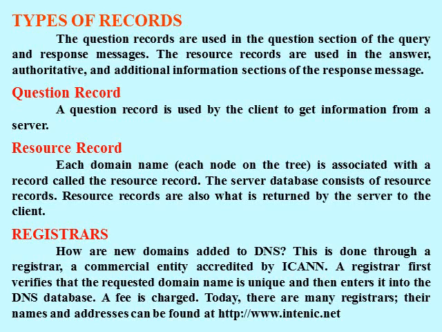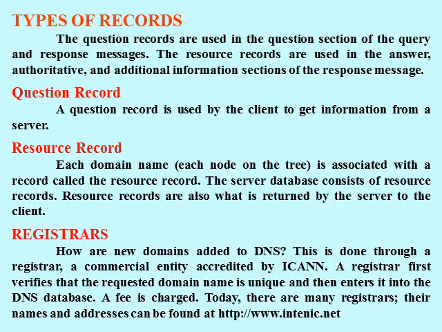Next is the resource record section. A resource record is nothing but this: each domain name, that is, each node of the tree, is associated with a record called a resource record. That means we have different nodes in the tree diagram, and each domain is associated with particular records. Those records are called resource records.